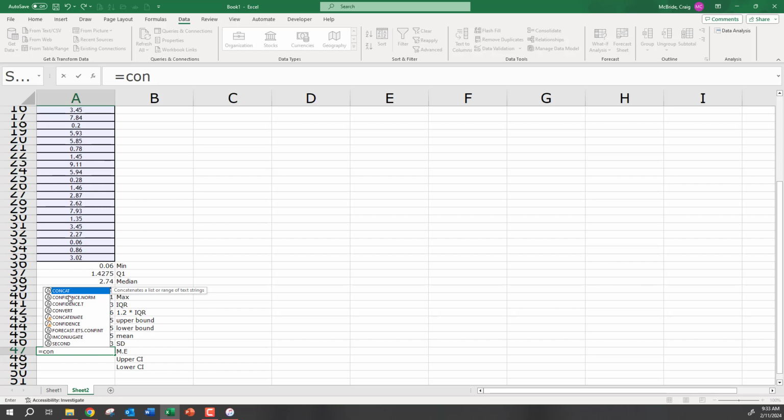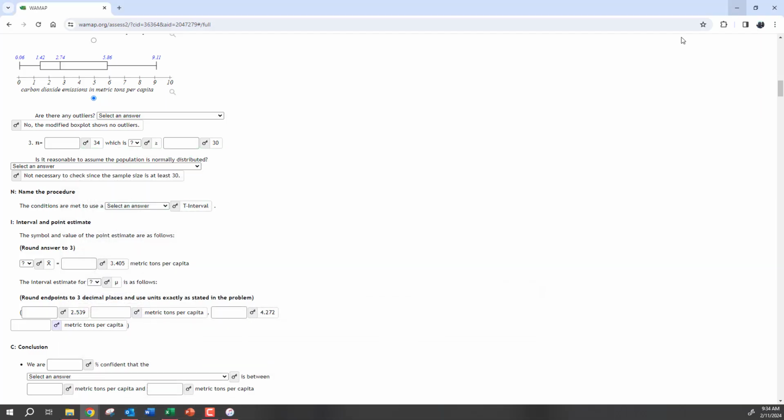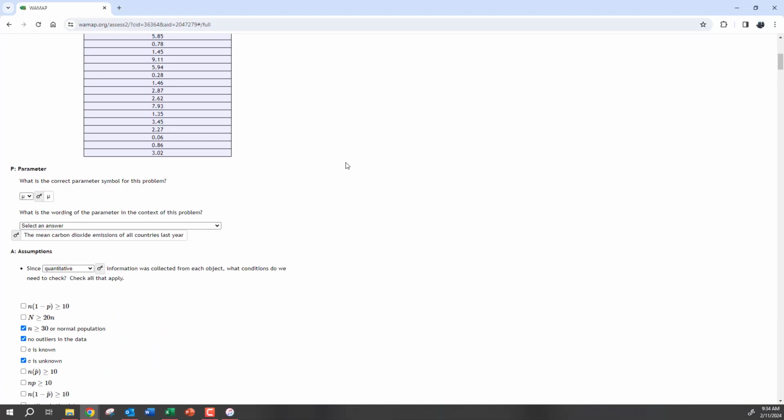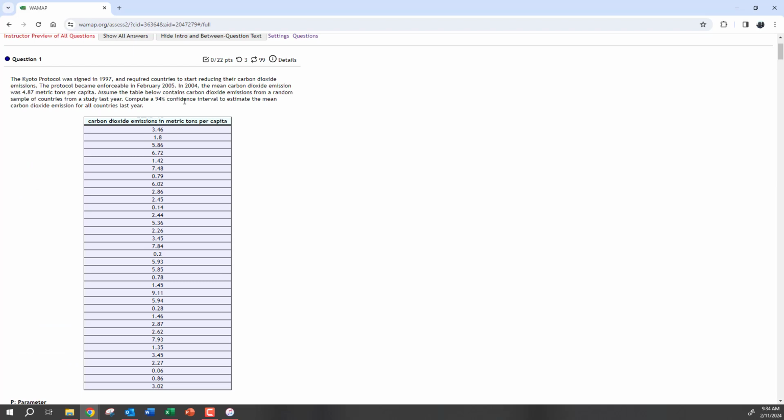Confidence norm would have been if we were doing the normal Z curve. That's because we would have known the standard deviation of the population, but we didn't. Okay, so it asks for alpha. Now, alpha depends on the technology you use. In this particular question, they asked for a 94% confidence interval.